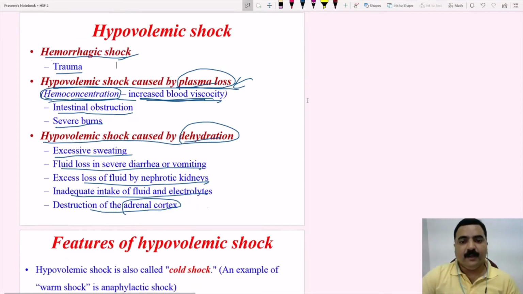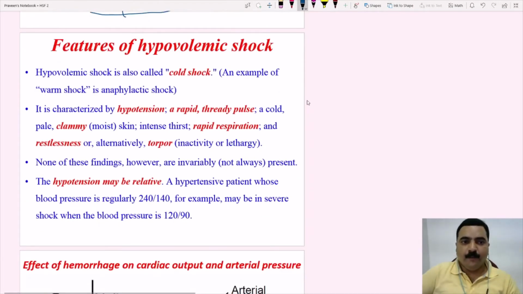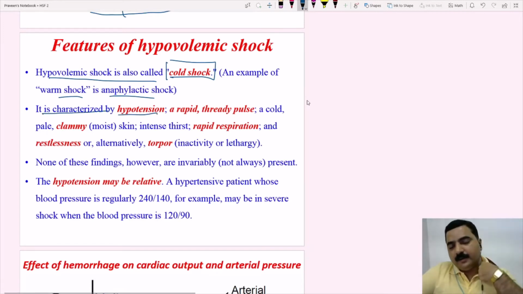So now let us see what are the features of this shock. Okay, so hypovolemic shock is called as cold shock. We have already described it, right? An example of the warm shock is what? The anaphylactic shock or the septic shock, etc. Okay, now the hypovolemic shock is characterized by hypotension. Because the blood has been lost, the blood pressure in the arterial system will be very low, so that is called as a hypotension. And the heart rate will be high. As a compensation, the heart rate will be high.